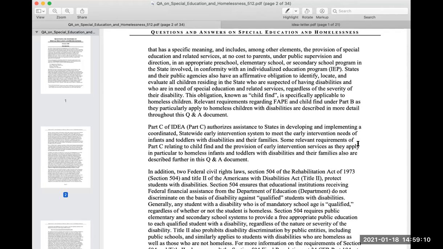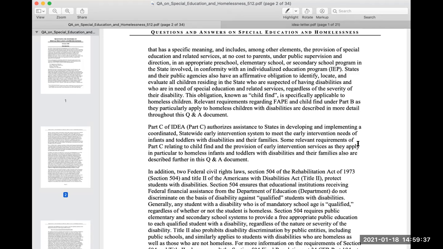Questions and answers on special education and homelessness. FAPE has a specific meaning, and includes, among other elements, the provision of special education and related services, at no cost to parents, under public supervision and direction, in an appropriate preschool, elementary school, or secondary school program in the state involved, in conformity with an individualized education program, IEP.